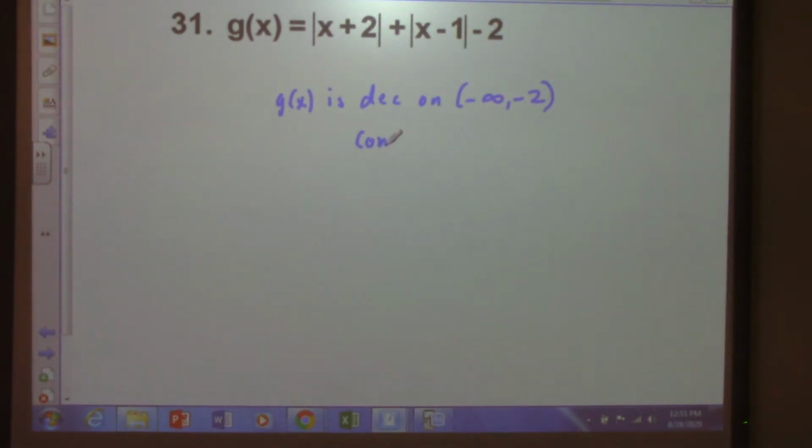And we are constant on which interval? -2 to 1. Everybody agree with that? Yeah. And we are increasing on 1 to infinity. Okay?